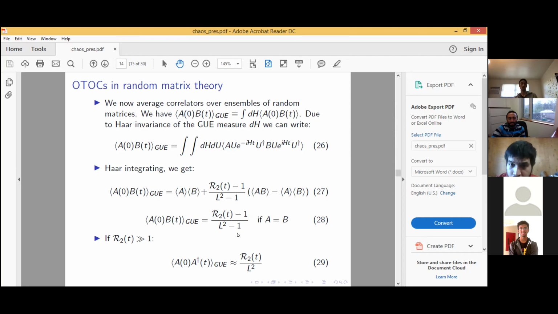Sorry, what is the integral over H? The integral over H is the Hamiltonian by which we are evolving. So there's a B of t, right? Yes, but you're integrating over all possible H. I see. Yes, since this is an ensemble average, we would have to consider evolution by all possible Hamiltonians in the ensemble, right?